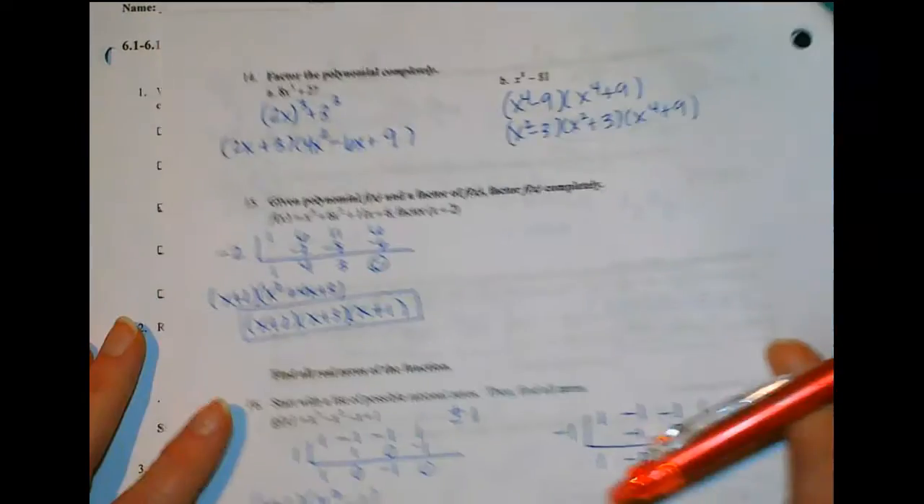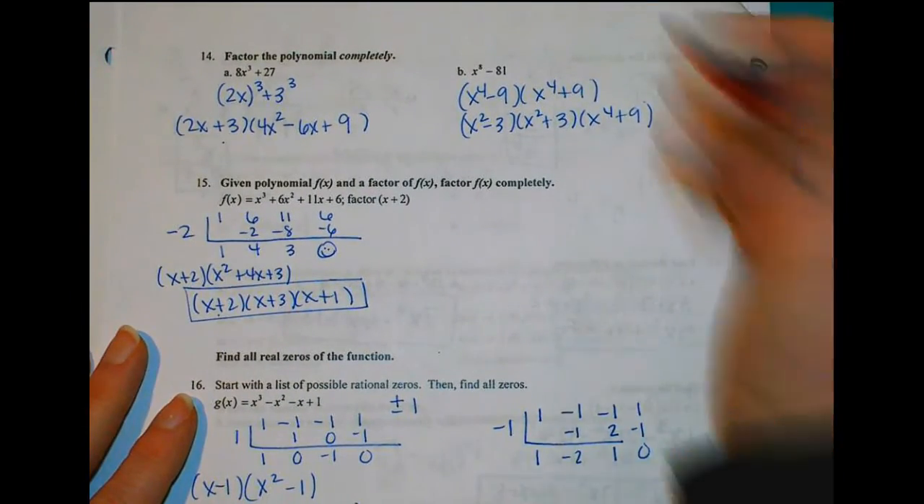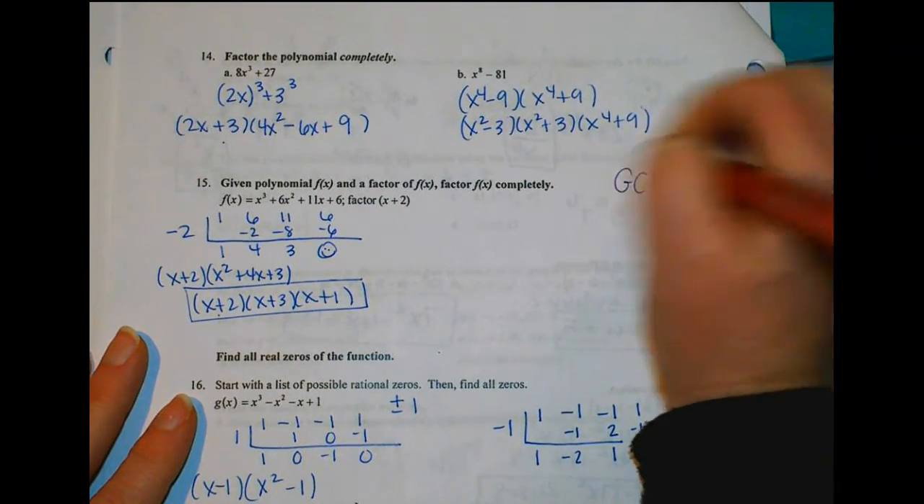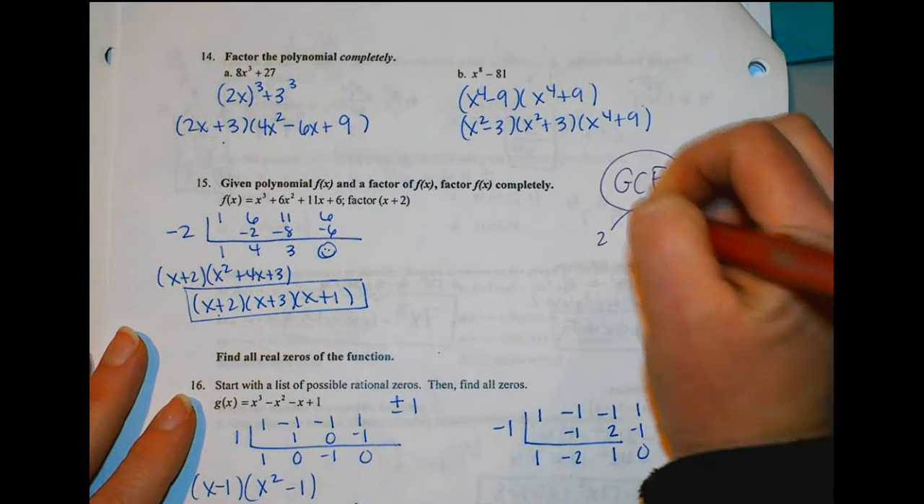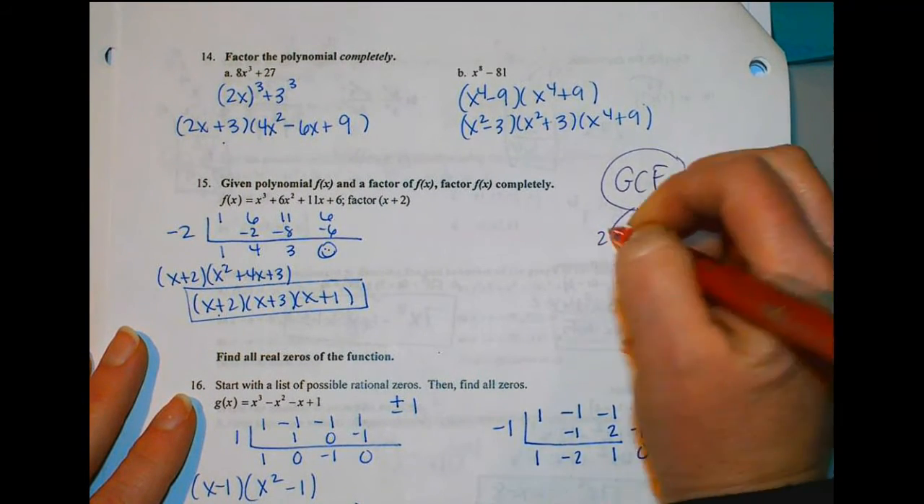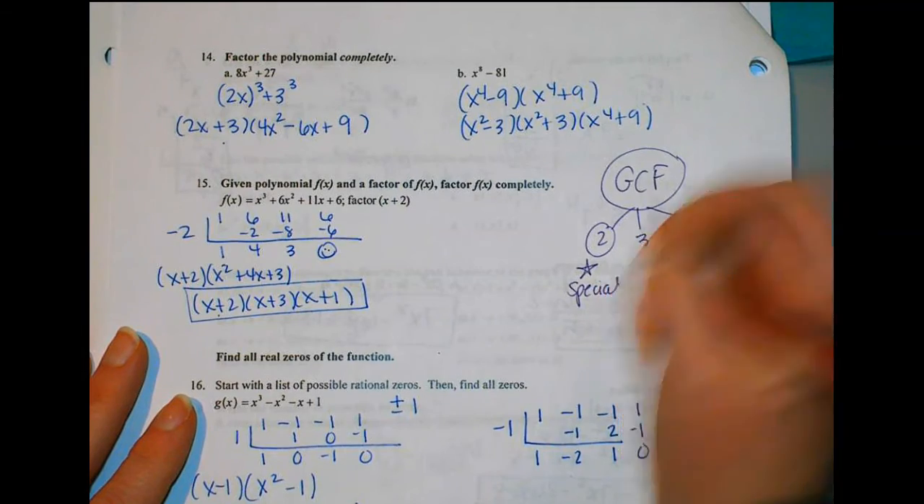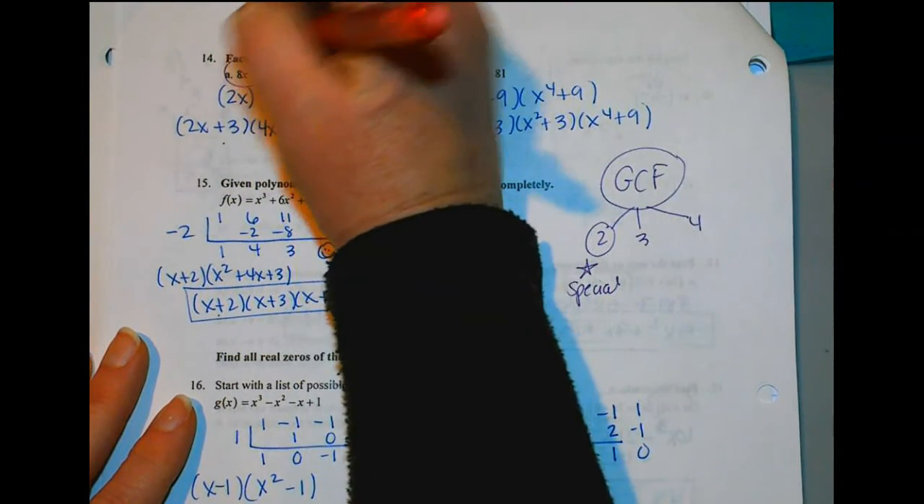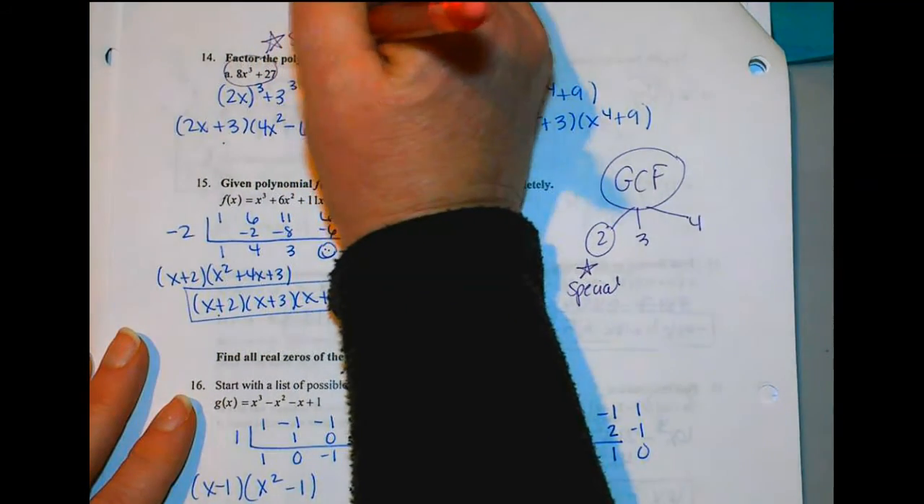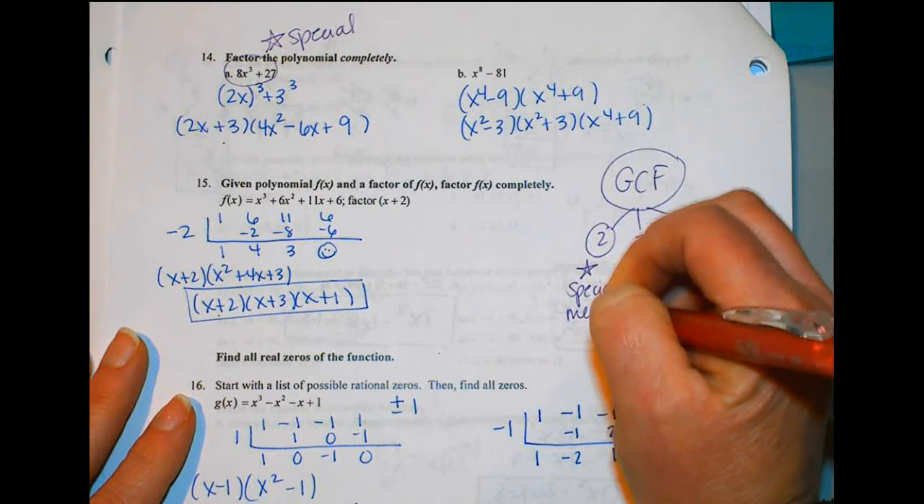Next page. So I've drawn this. I'm going to draw it again. Greatest common factor. That's first. Then there's 2. Then there's 3. Then there's 4. 2s are stars. They are special. Special. Special. This is special. You have to memorize it.